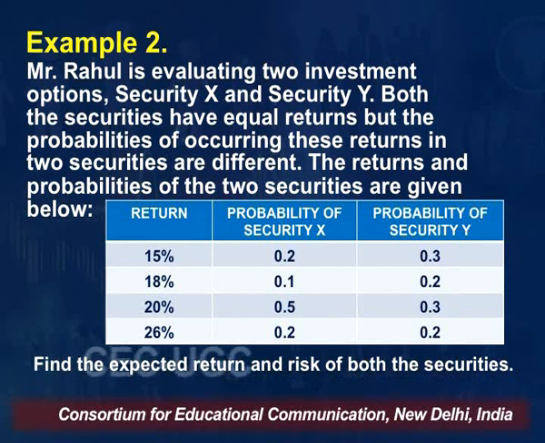So in this example, I'll be solving for you only the return and the risk of one security, and in a very similar manner, the way you calculate for security X, you will be able to calculate for security Y. So for the paucity of time, I will be showing you only the return and risk of one security. Automatically, in a very similar manner, you can calculate for the other security. Let's calculate for, say, security X.